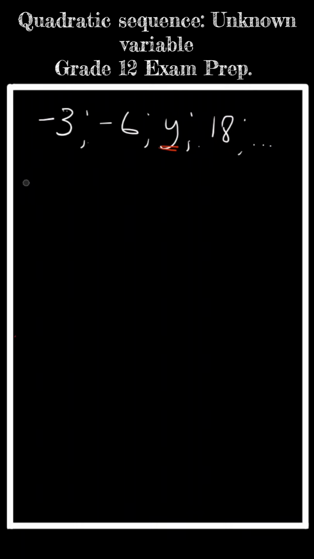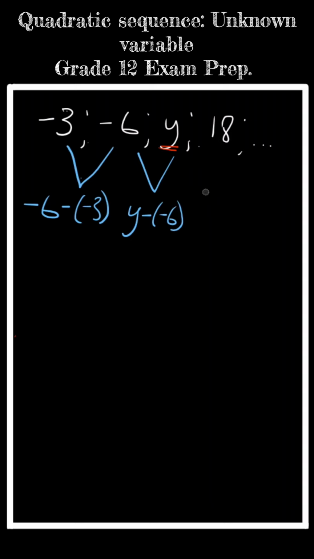First things first, you know that the properties of a quadratic sequence are that it has two differences, the first row and the second row. So we have to do that by constructing our line of differences, which will be minus 6 minus the first term, which is minus 3. Then it will be y minus the second term, minus 6.